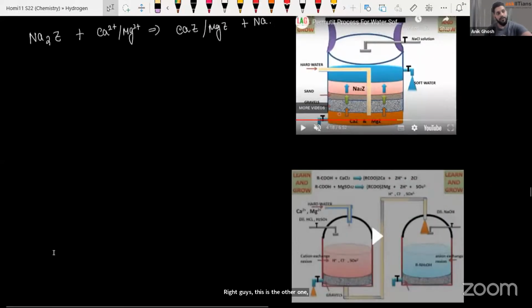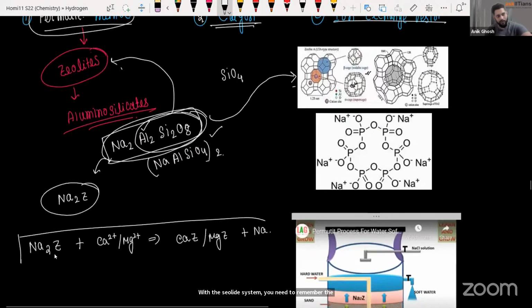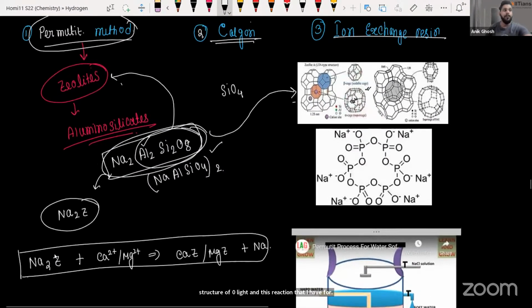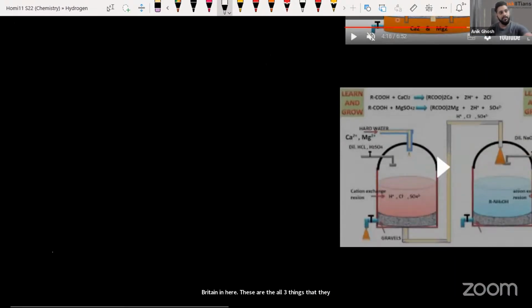Now going to the next one. So the permutit method is being used with the zeolite system. You need to remember the structure of zeolite and this reaction that I have written in here. These are the three things that you have to do. Now let's go for the Calgon. Now Calgon is the next method.